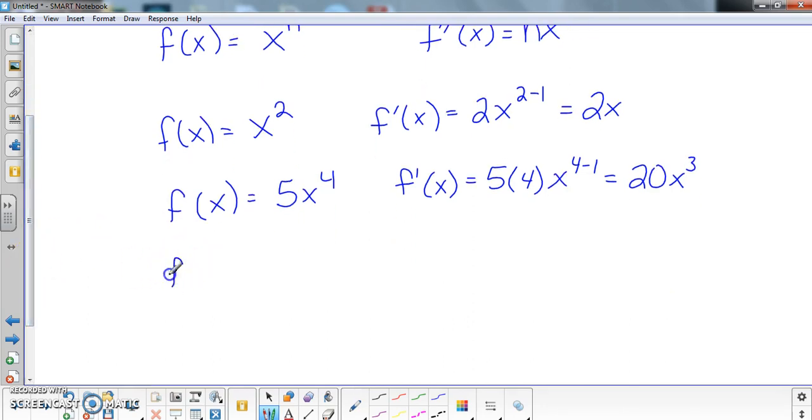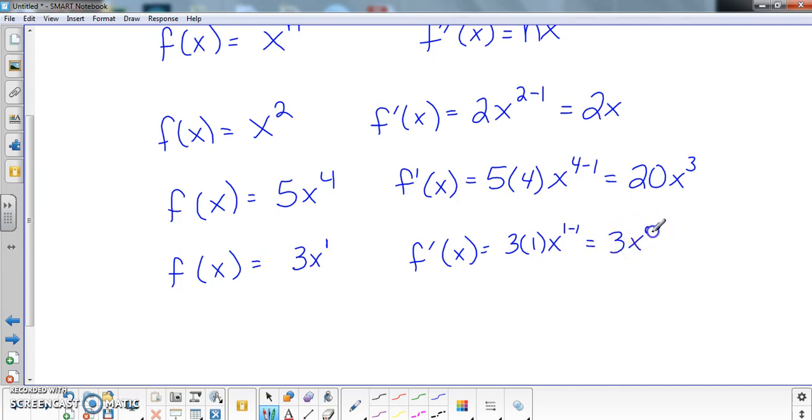Now, the one that gives people the most amount of trouble is something like 3x. You want to be careful. This one actually has a lot of places to make mistakes. The understood exponent is 1. So you're going to do 3 times 1, x to the 1 minus 1. So 3 times 1 is 3, and 1 minus 1 is 0. And anything to the 0 power is just 1, so this just becomes 3.